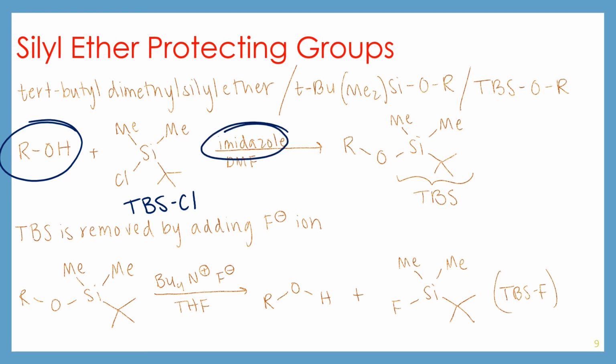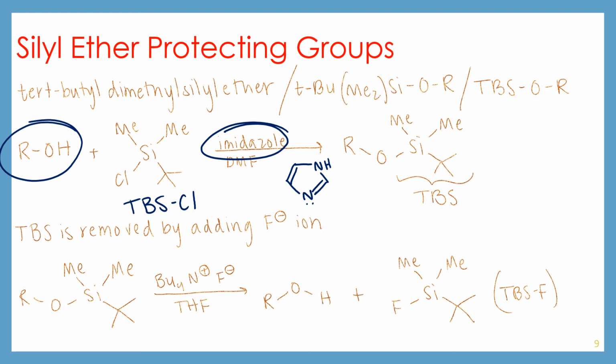Imidazole is very similar to pyridine. It is also an aromatic heterocycle and is used as a base to deprotonate the alcohol after that initial attack on the silicon atom. Once you're done using the TBS protecting group and you need your alcohol back, you do that by adding in fluoride ion. And the best way to add in fluoride ion is to add in something that's also not going to interfere with your reaction.